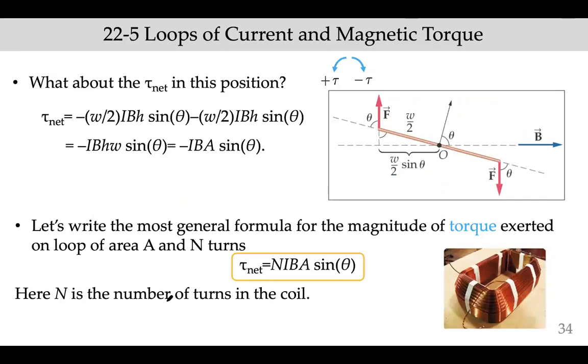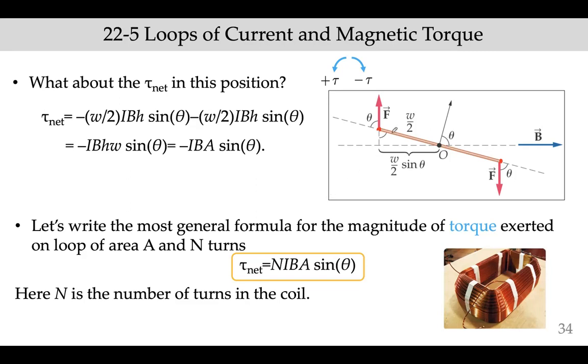Okay, so what about this situation? Let's say the loop turned a little bit and it now came to this position. In this case, again, the force is up. You can use your right-hand rule. Magnetic field lines are to the right. Current here is towards you, or into the page, at these points. And you can use your right hand and find the force should be up here and down here.